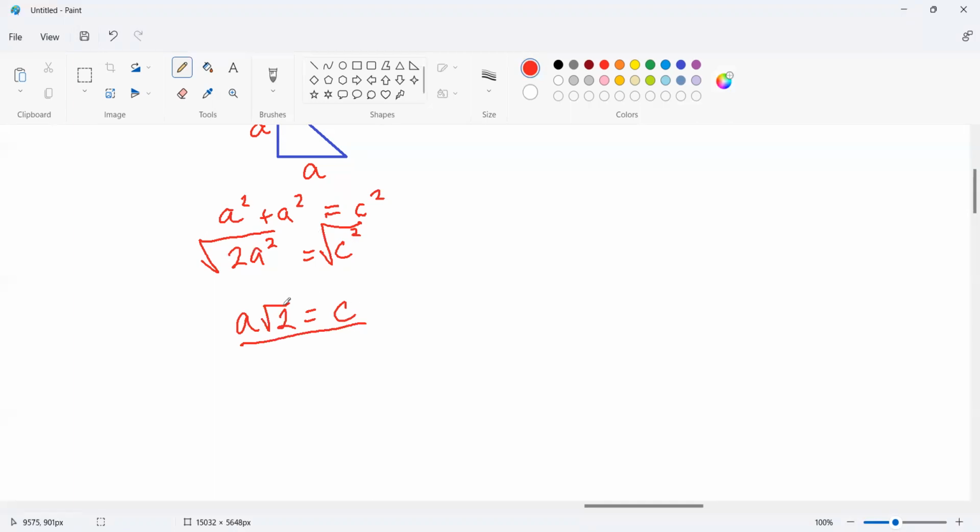That is the pattern. Also, if it is the other way around, how do we find A? So in finding A, if A square root of 2 is equal to C, and given C, then we can just manipulate the equation to solve for A, di ba? Divide by square root of 2.